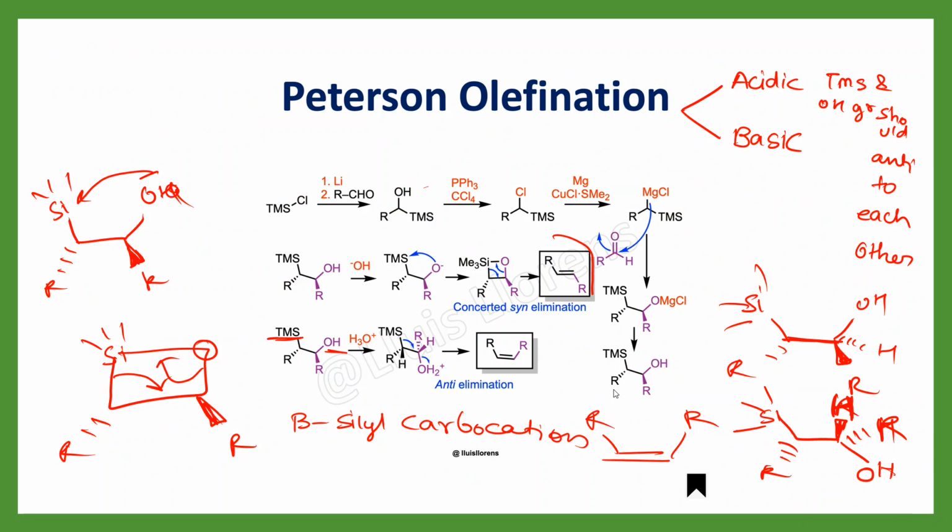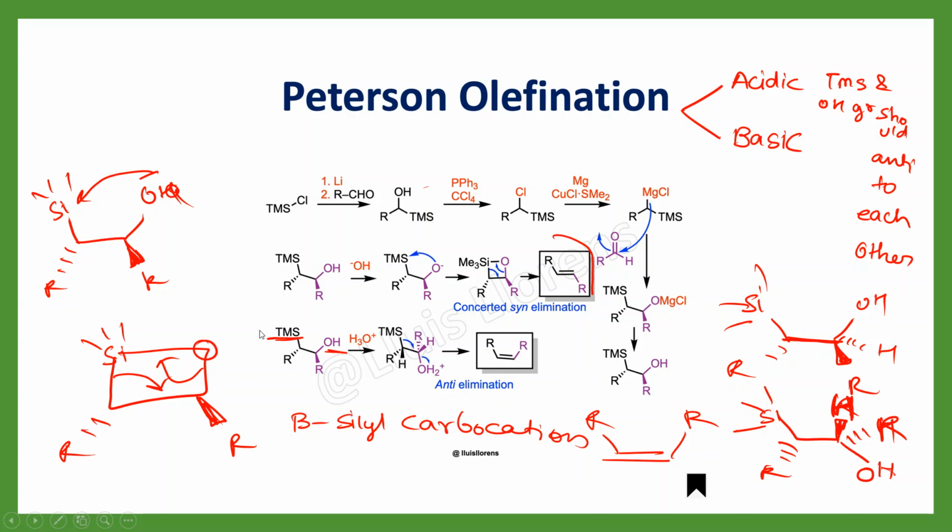Peterson olefination we have covered. Just draw again these two, and you will get what I was conveying. We know that in basic condition this should be syn. So in starting if they are trans, in product also they will be trans. But in acidic condition they should be anti, this silane and this OH. So in starting they are trans, so in product they will be syn.